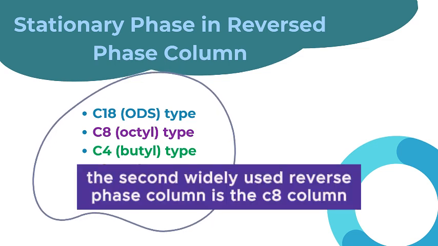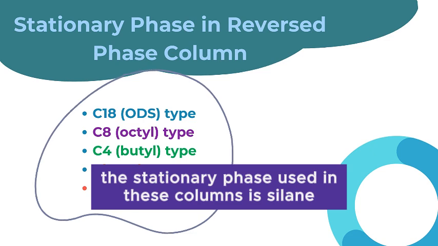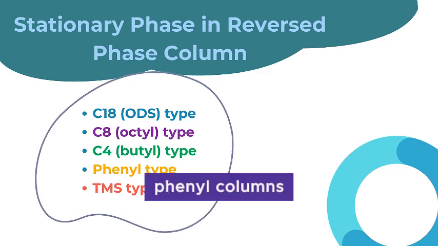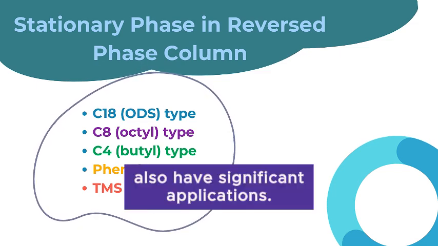The second widely used reverse phase column is the C8 column. The stationary phase used in these columns is octylsilane. Other columns, such as C4, phenyl columns, and TMS columns, also have significant applications.